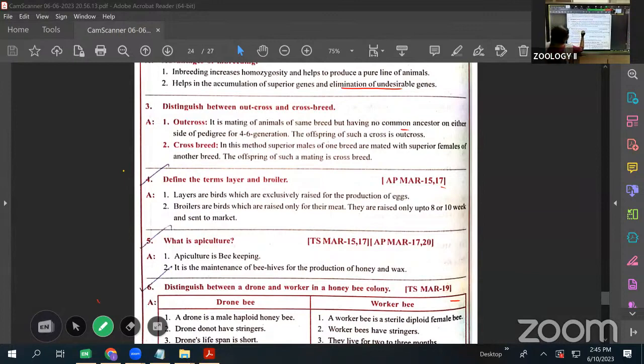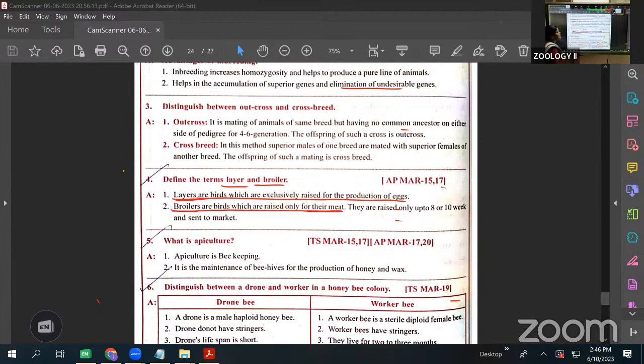Define the term layers. Simply, there are two types of birds. They are called layers, and layers are used for the laying of eggs. Layers are the birds which are exclusively raised for the production of eggs. For the production of eggs we rear these, that we call layers. The next is broilers. Broilers are the birds which are raised for meat. We are rearing these birds for meat purposes.